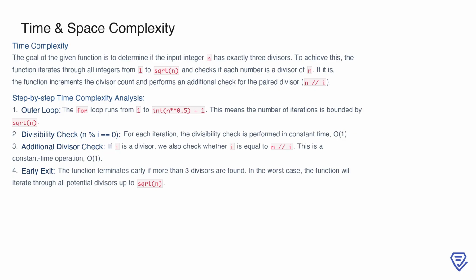Importantly, the function uses an early exit strategy. If it discovers more than 3 divisors at any point, it stops the loop and returns immediately. However, in the worst-case scenario, the loop will still iterate through all numbers up to sqrt n.